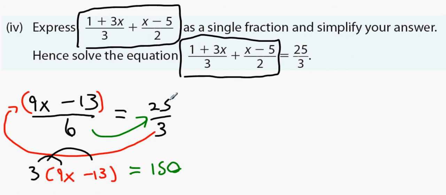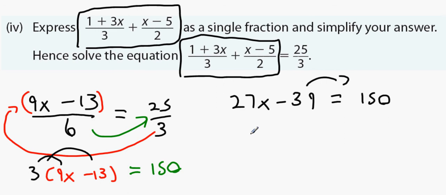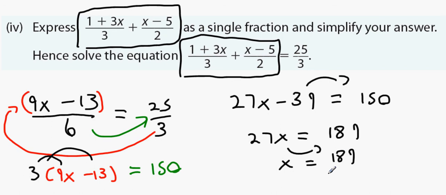So it's 3 times 9 is 27x, minus 3 times 13 is minus 39, and that's going to be 6 times 25, which is 150. Then what we're going to get here is bring over the 39, and we get 27x equals 189. Now get x on its own, which means the 27 has to go underneath. 189 divided by 27 gets you 7. x equals 7 is a nice answer, so hence we won't suspect anything would be wrong with that answer there. Okay, next question.